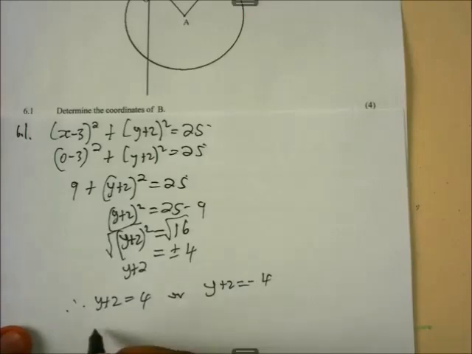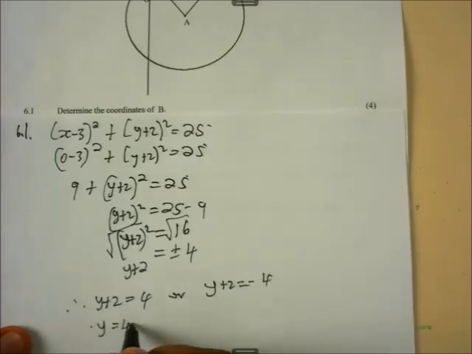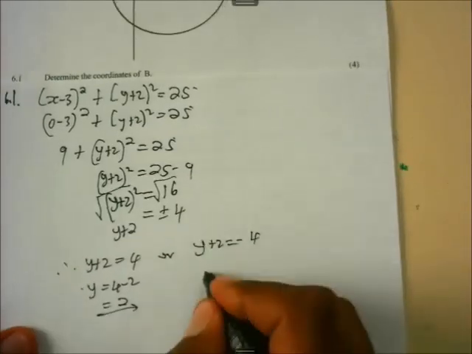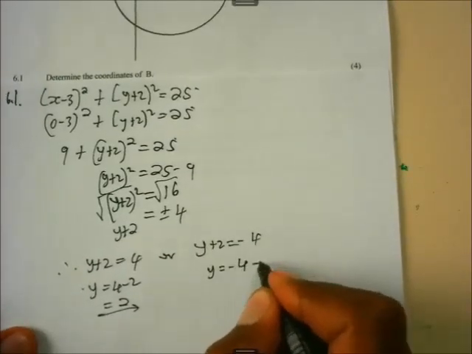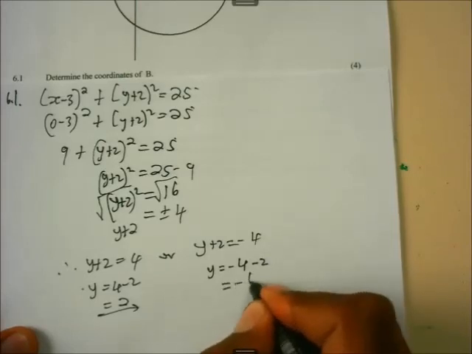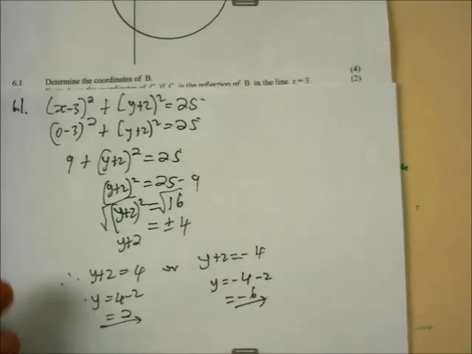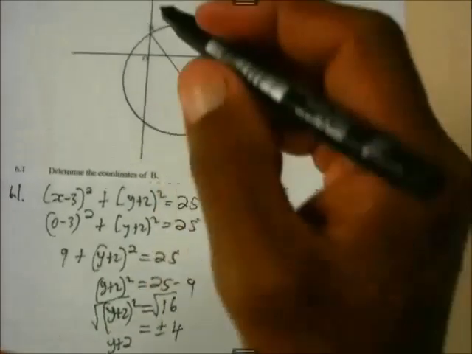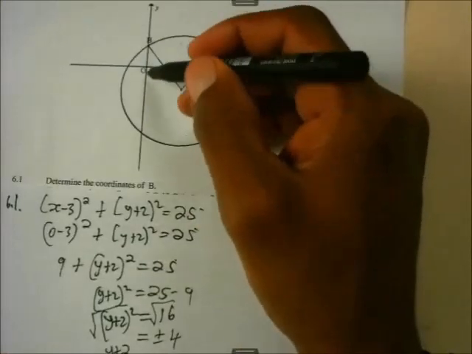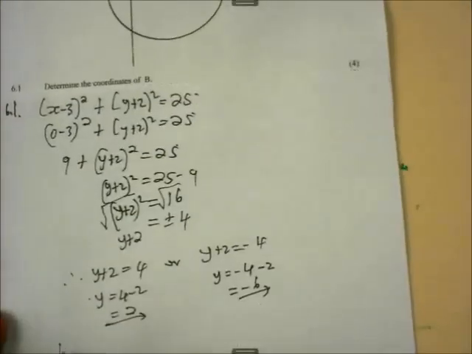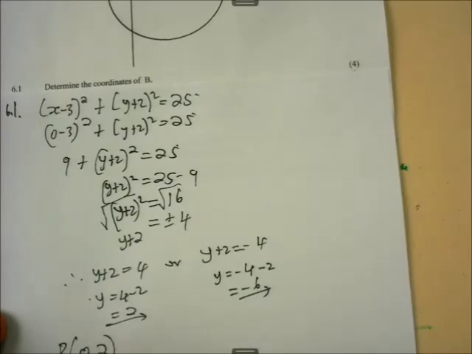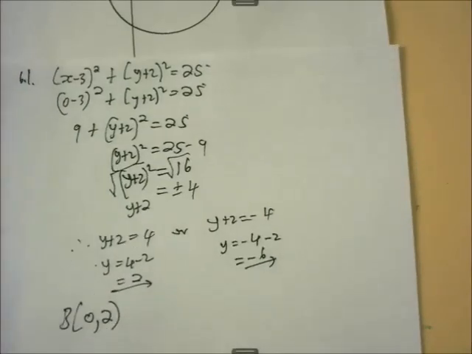Right, from here y = 4 − 2. What is 4 − 2? That is 2, and also on this side y = −4 − 2, which the answer there will be −6. But immediately when you look at this one, B is on the positive side of the y-axis, then it means the coordinates of B here will be x is 0, then y is a positive 2.